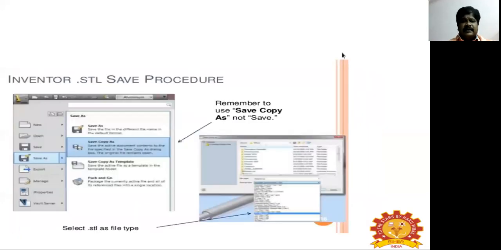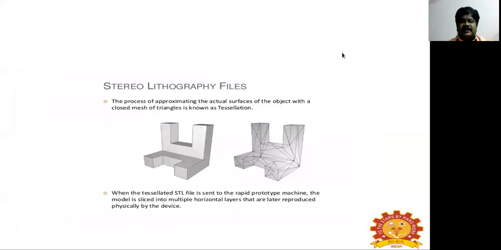You can see here the Inventor, and the .stl save procedure. We should use save copy as, and not save. That is most important.